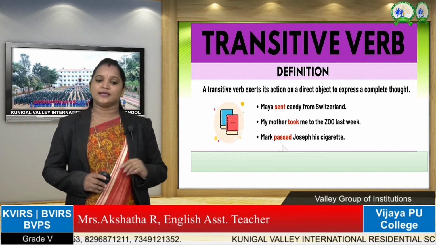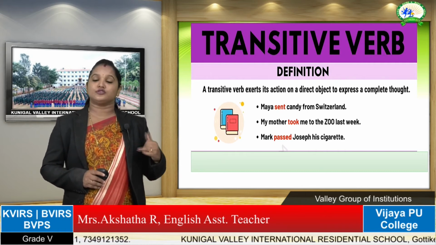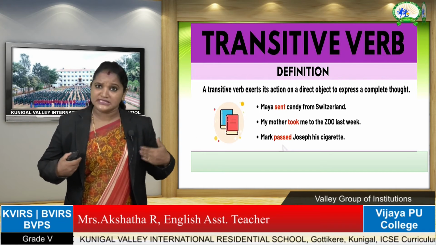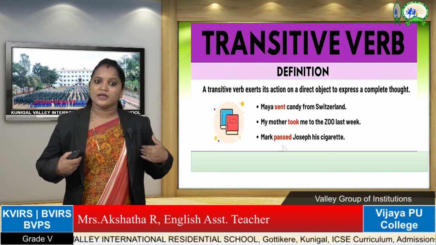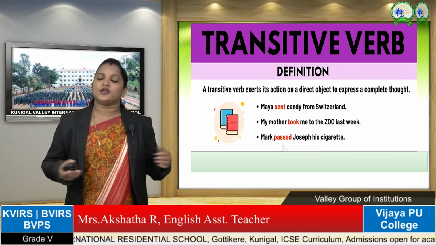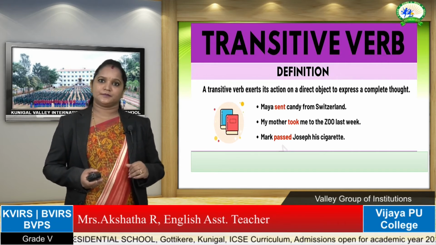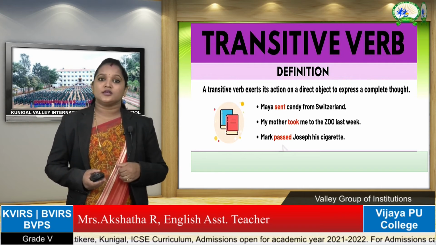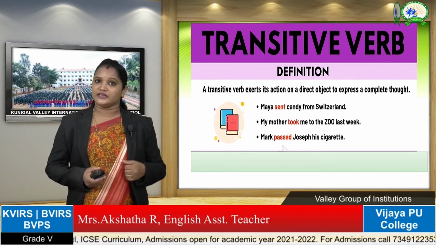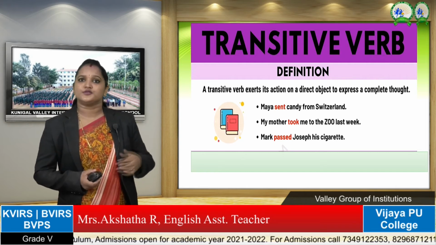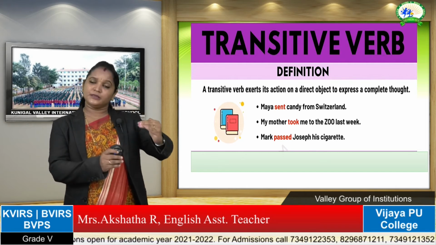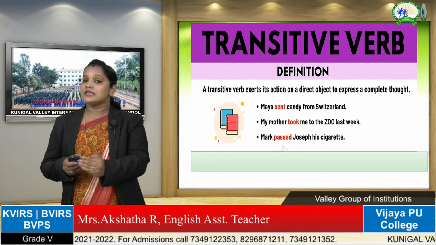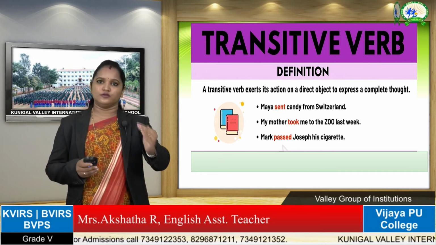Another example, my mother took me to the zoo last week. My mother took whom? Me. I am receiving the action. Mark passed Joseph a cigarette. Mark is a subject. Passed. What did he pass? He passed his cigarette to Joseph. So after the verb, if you have any object who receives the action, that is called transitive verb.